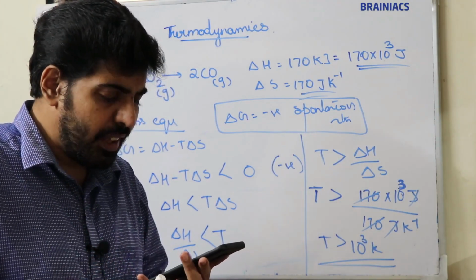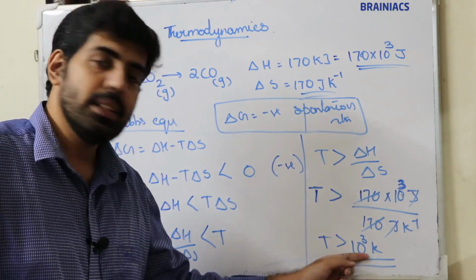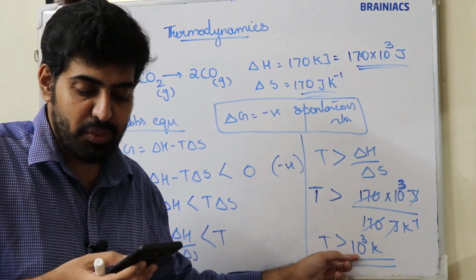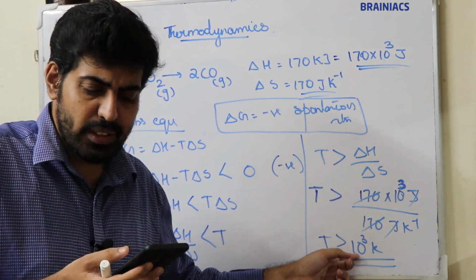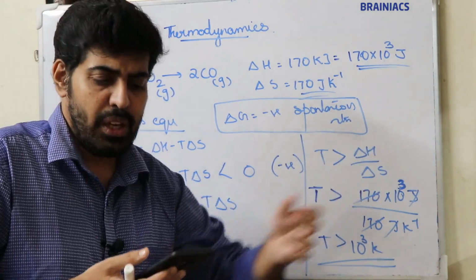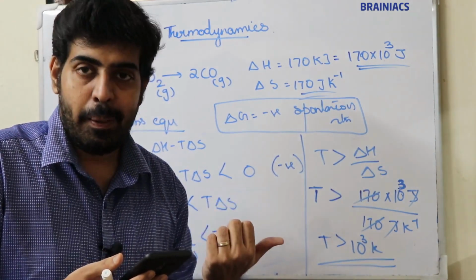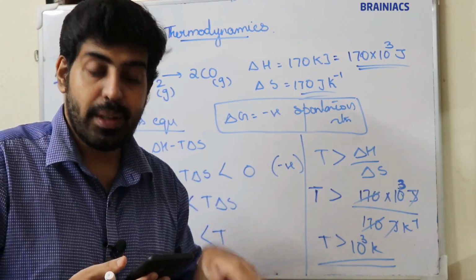Answer is option 2, 1110, greater than 1000. We will get delta H value greater than 1000. Greater than 1000 means all other values are less than 1000. Only option 2 is greater than 1000.